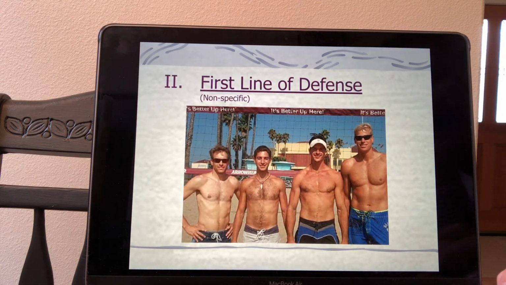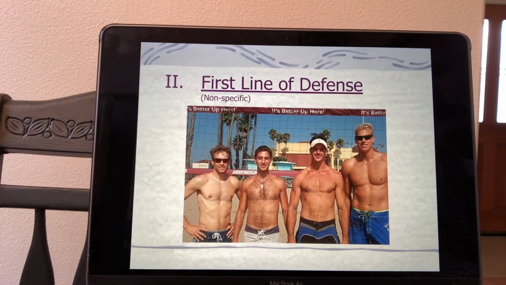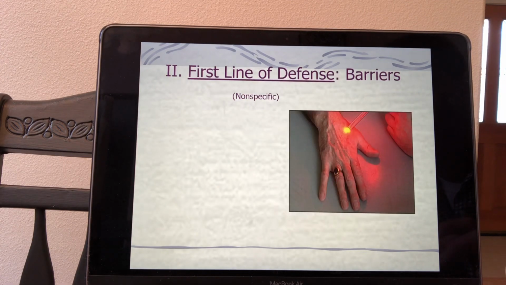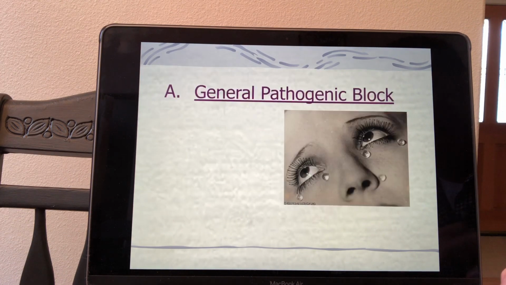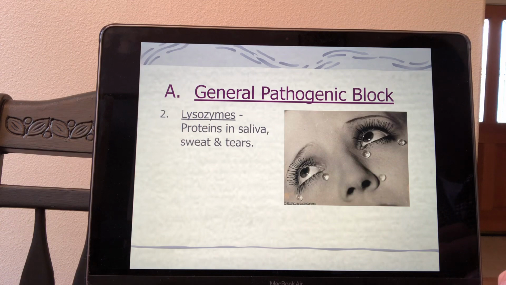And when I last left you guys, we were talking about the body's first line of defense, which is said to be a non-specific line of defense as it works to stop any and every pathogen from coming into your body. And there were 5 things involved in the body's first line of defense. Barriers, if you will. The first was skin. Skin releases sweat and oils, which are toxic to certain types of bacteria, as we mentioned before. And then you had a protein that was found in tears. This protein was called lysozymes. It's also found in saliva, and it is toxic to some types of pathogens.